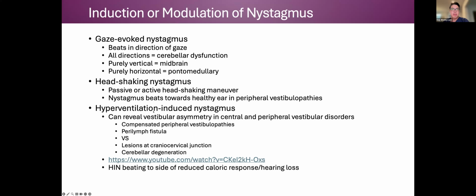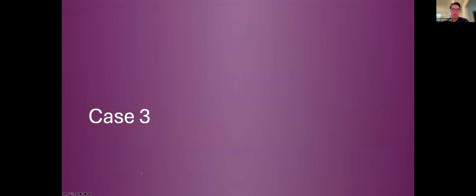And then more nuanced here, and less bedside and more with V-HIT testing, you can see hyperventilation induced nystagmus. You have patients hyperventilate, and when they stop, you can actually see an induced nystagmus, and this has to be in the dark too. It usually beats to the side of the lesion.